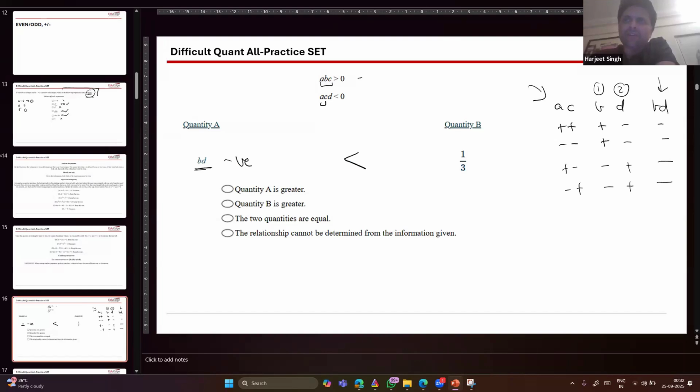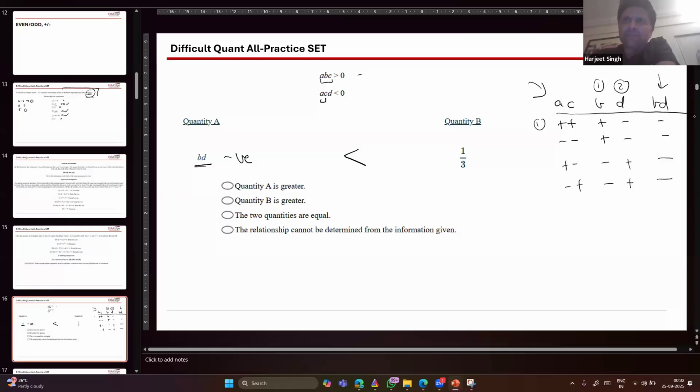Okay. Now we know how to do this properly. See, I've exhausted all the combinations and that's what we have to do to eliminate D. Eliminate D means exhaust all the combinations possible. In plus, minus, even, odd, always a tabular structure is useful.